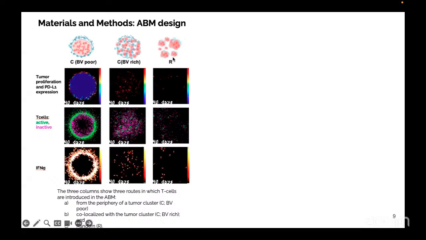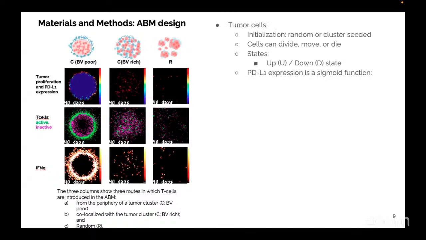So each row over here actually shows the different agent-based model in the grid. And each column here now shows a spatial configuration. Played out, the last row is actually showing the interferon gamma. That's actually a PDE grid. These are different rules. The tumor cells can initialize to be either random or cluster seeded. They can divide, move, or die. They have two states, up and down. I'm happy to go through those as well, but I don't know if I have time.